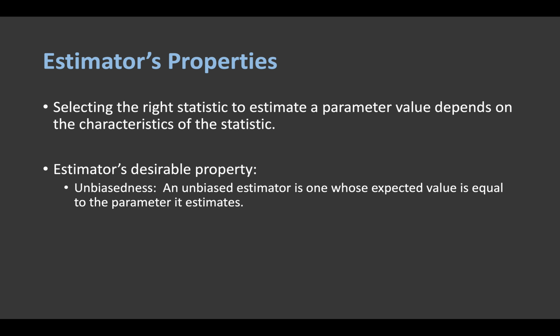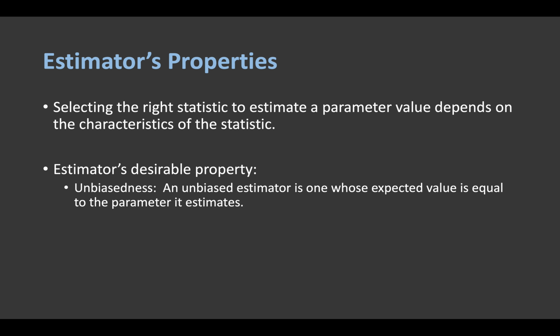There are some estimator properties I hope you can remember. First one is that selecting the right statistic to estimate a parameter value depends on the characteristics of the statistic, right? We showed how the mean value or expected value, and the variance are the same and different. You can see that it depends on what you are trying to estimate. The values are quite different, and how we do the estimation is quite different.